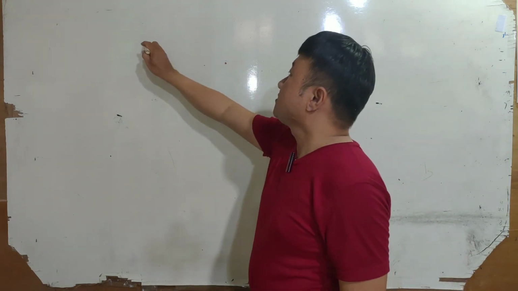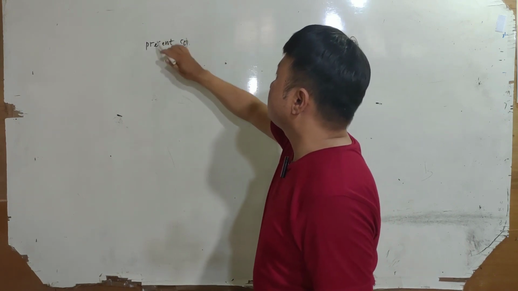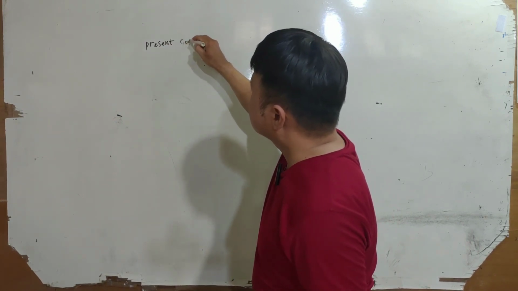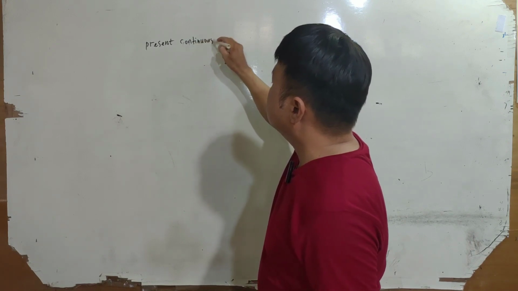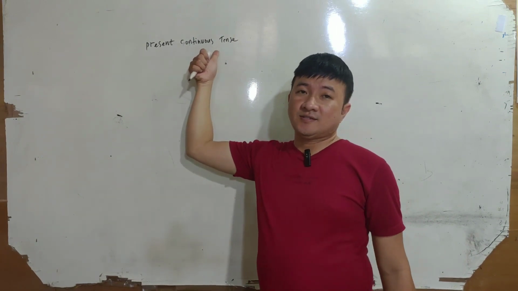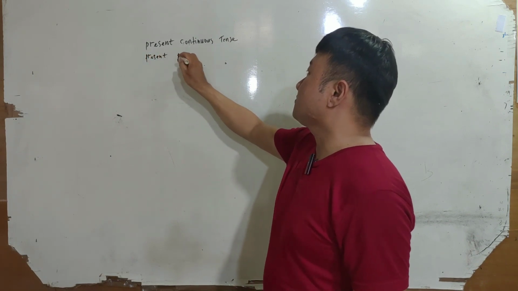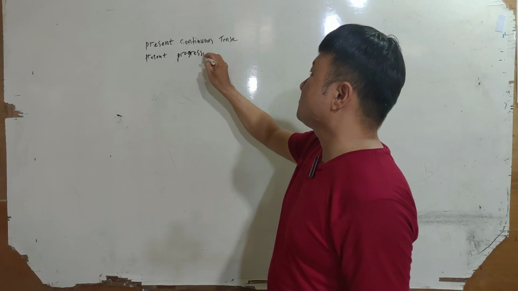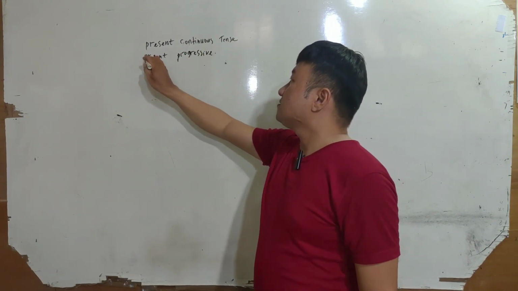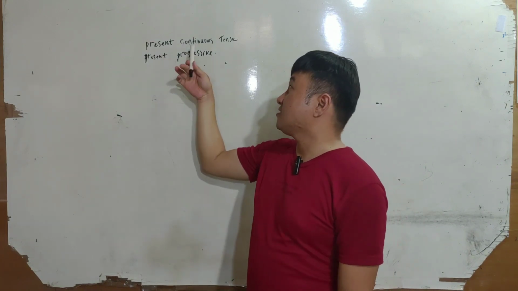In this episode of the podcast, I'm going to be explaining the present continuous tense. So it's present continuous tense. It's also called present progressive. So if you come across the word present progressive, it is indeed the present continuous tense.